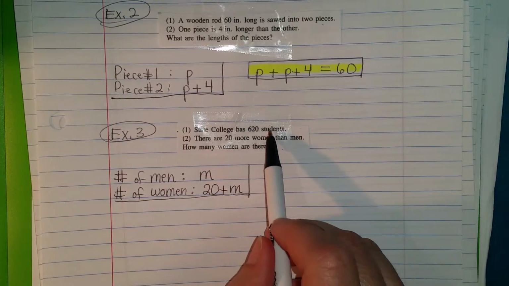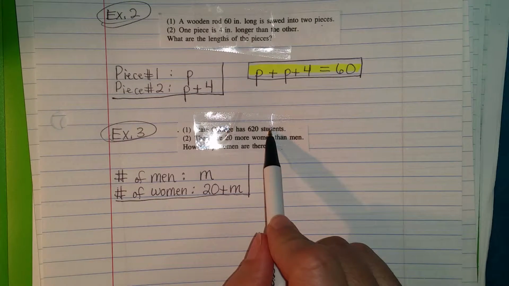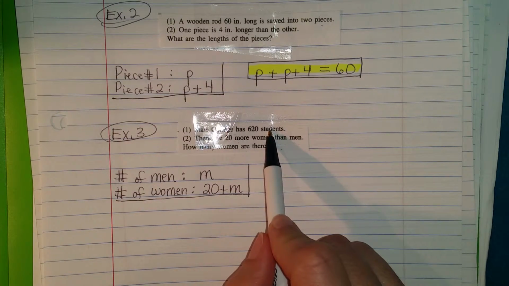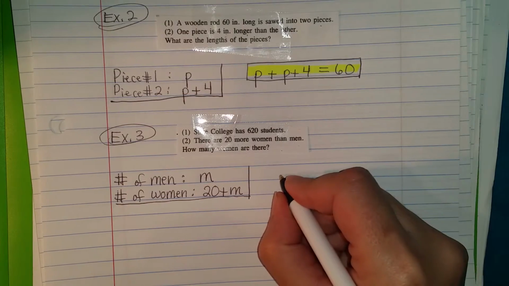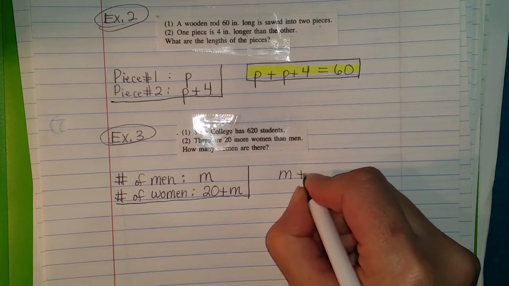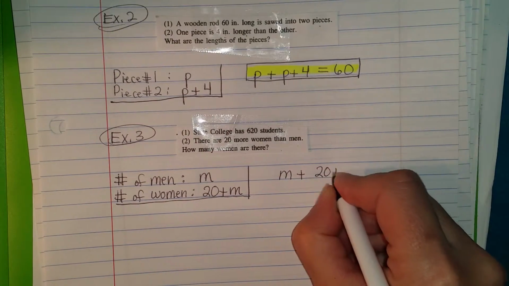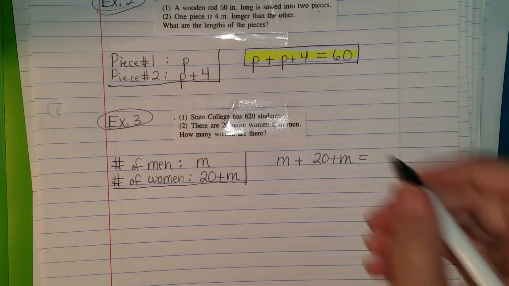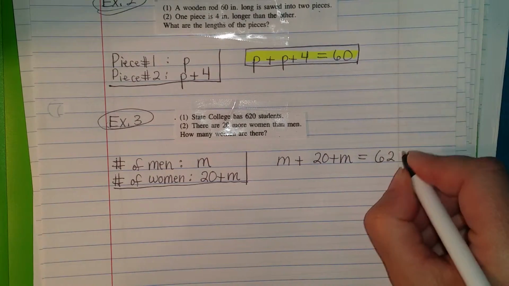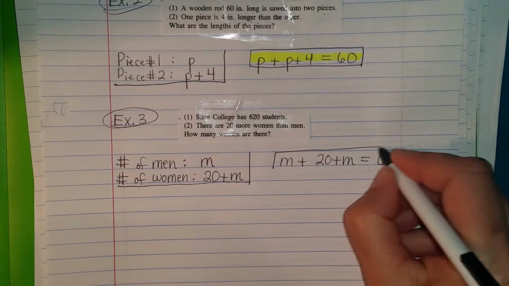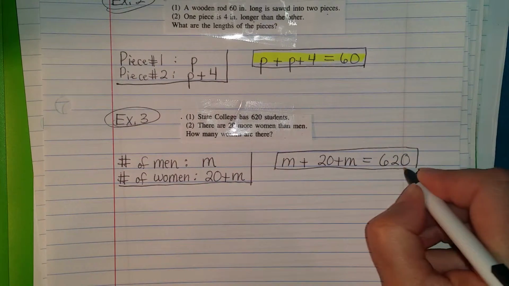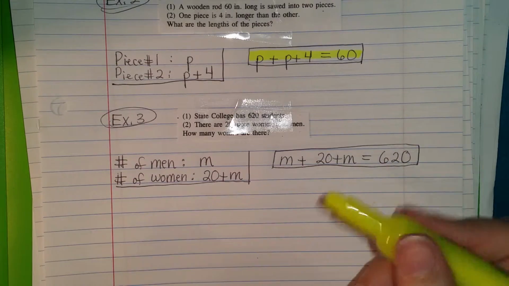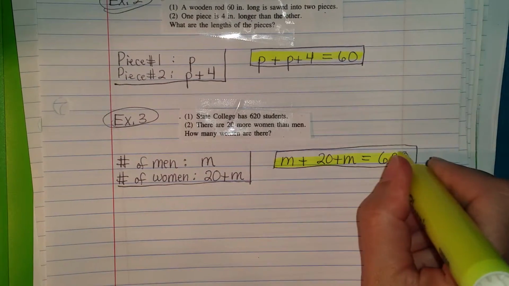Now, sentence 1 will write the equation. We'll make the equation. So there's 620 total. So men plus women equals 620. There's my equation. All right.